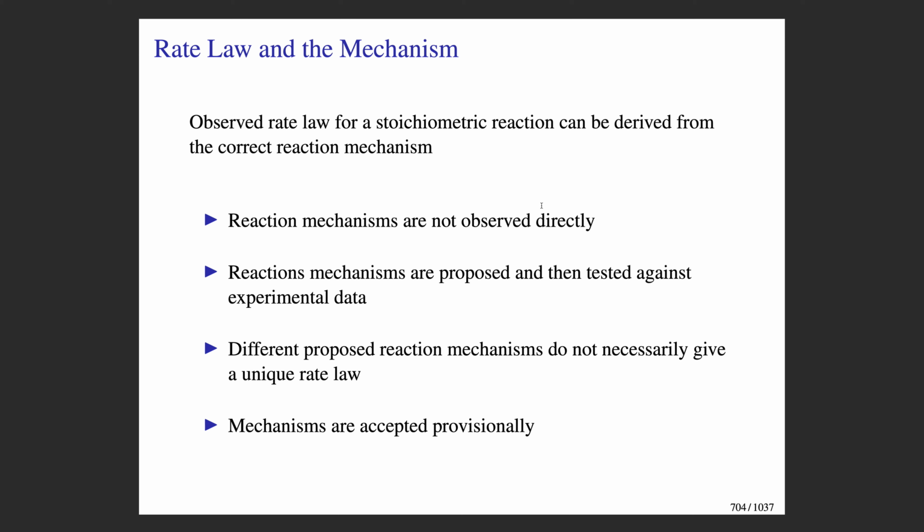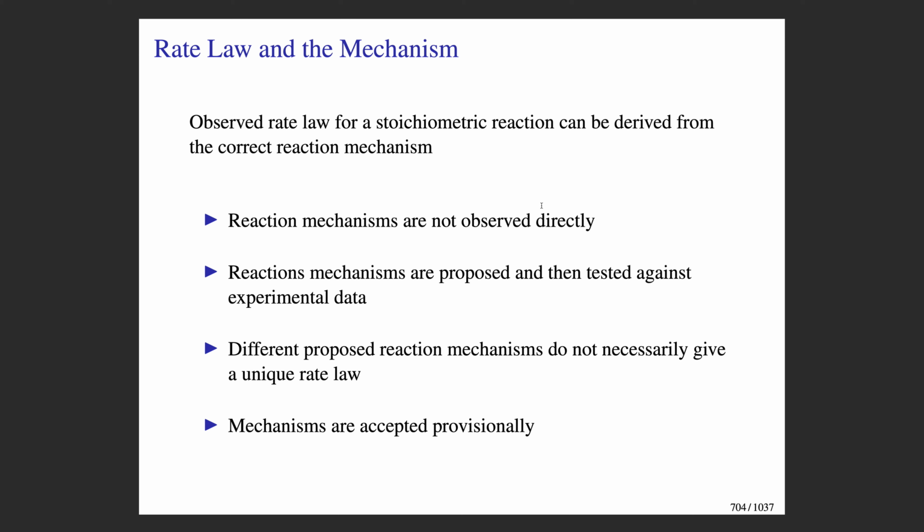If you have the correct mechanism for a particular reaction, you can derive the observed rate law. Unfortunately, if you have the incorrect mechanism, you can also derive a rate law, but it may not be the observed one. But sometimes it could be. So you can have 2 distinct mechanisms that actually give the same rate law, which is confusing. Which mechanism is correct? Well, you don't know. You have to do more experiments to show that. So proving mechanisms is tough business, okay?